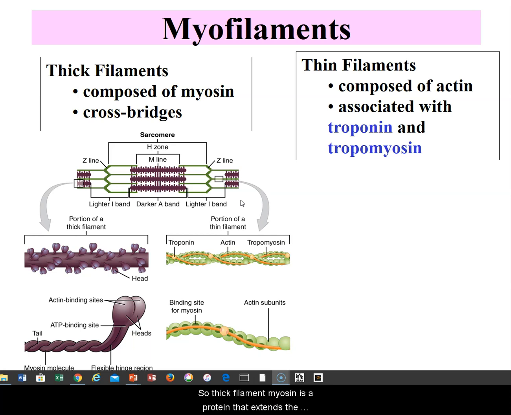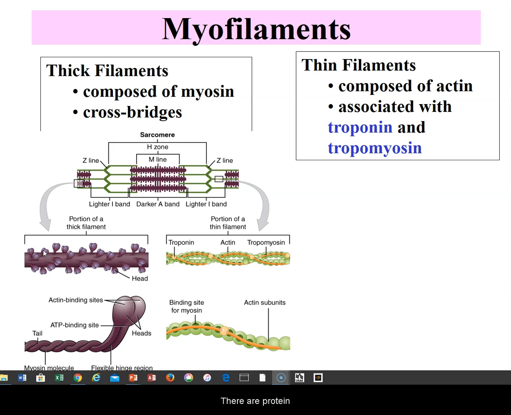So thick filament myosin, it's a protein that extends the entire length of the A band. The M line holds the thick myosin filament together. The thin filament actin is attached directly to the Z line, and it goes into the A band and stops right here in the H zone. It is part of the I band and the A band, but it stops right where the H zone begins. They do not overlap.